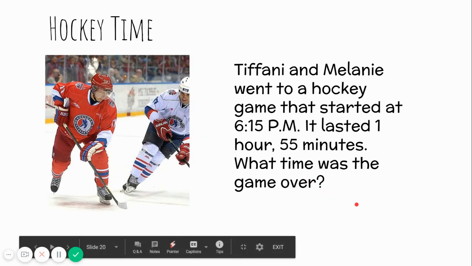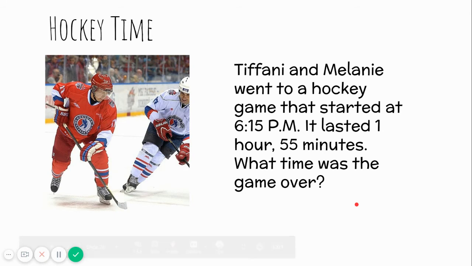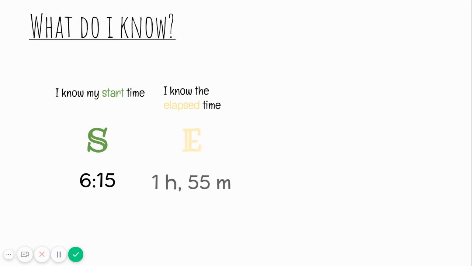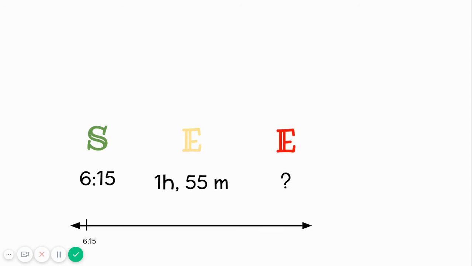Hockey time! Tiffany and Melanie went to a hockey game that started at 6:15 p.m. It lasted 1 hour, 55 minutes. What time was the game over? This one's going to be a little different. What do I know? I know my start time is 6:15. I know the game took 1 hour and 55 minutes. If the game took 1 hour and 55 minutes, I'm not ending at 1:55. My elapsed time is 1 hour and 55 minutes. I need to find my end time.